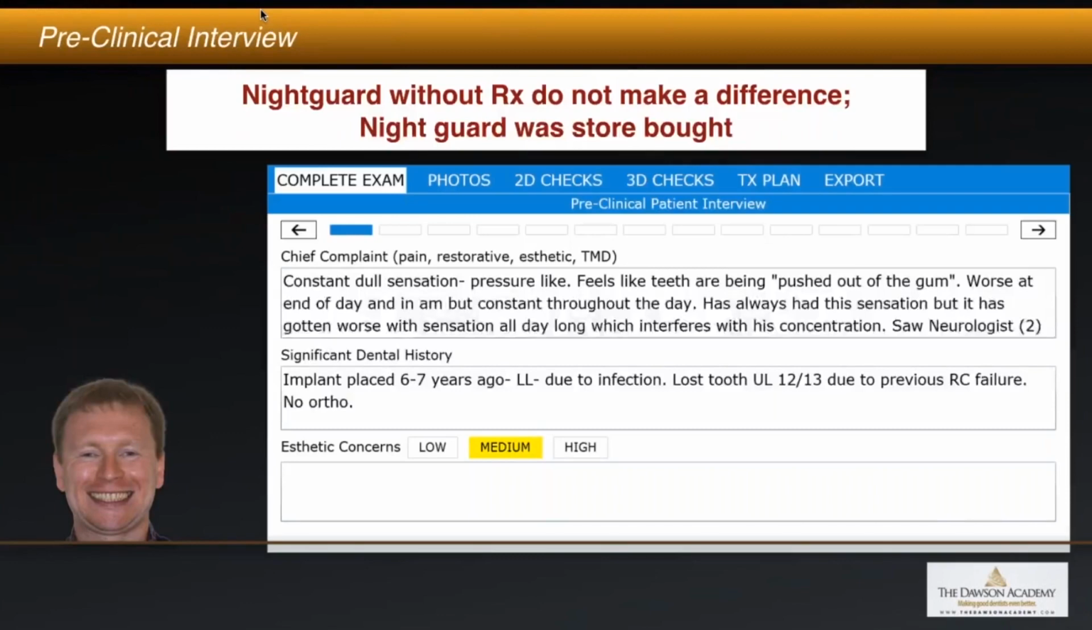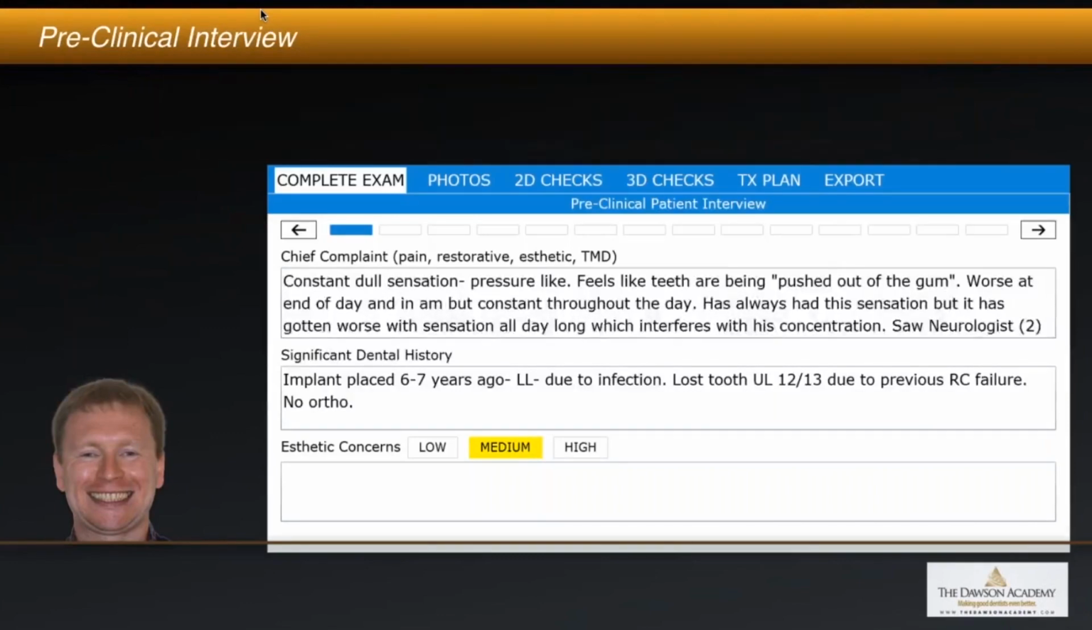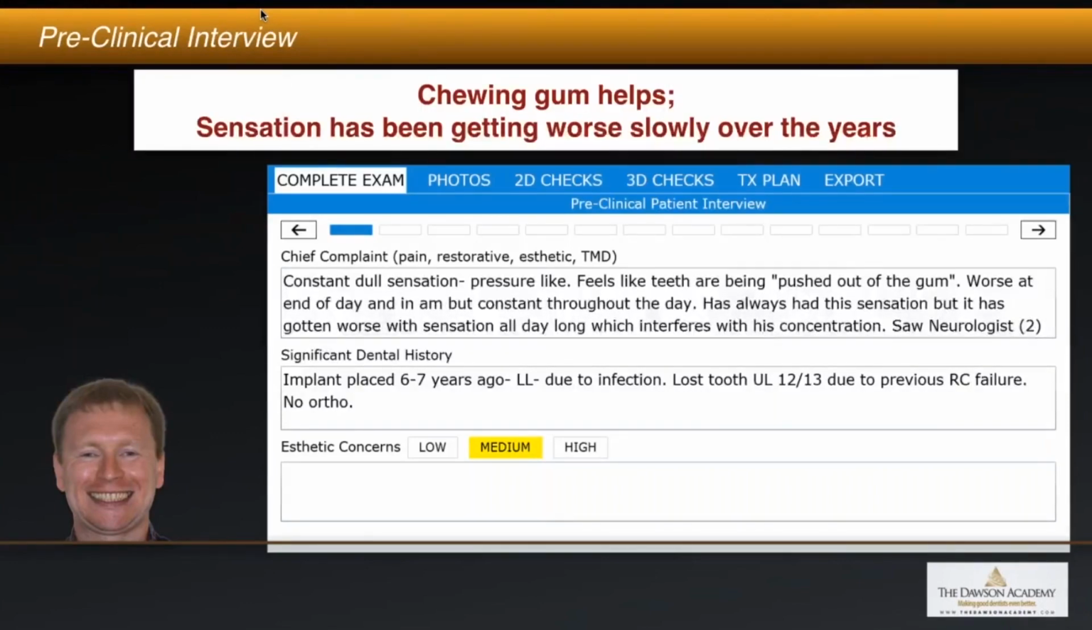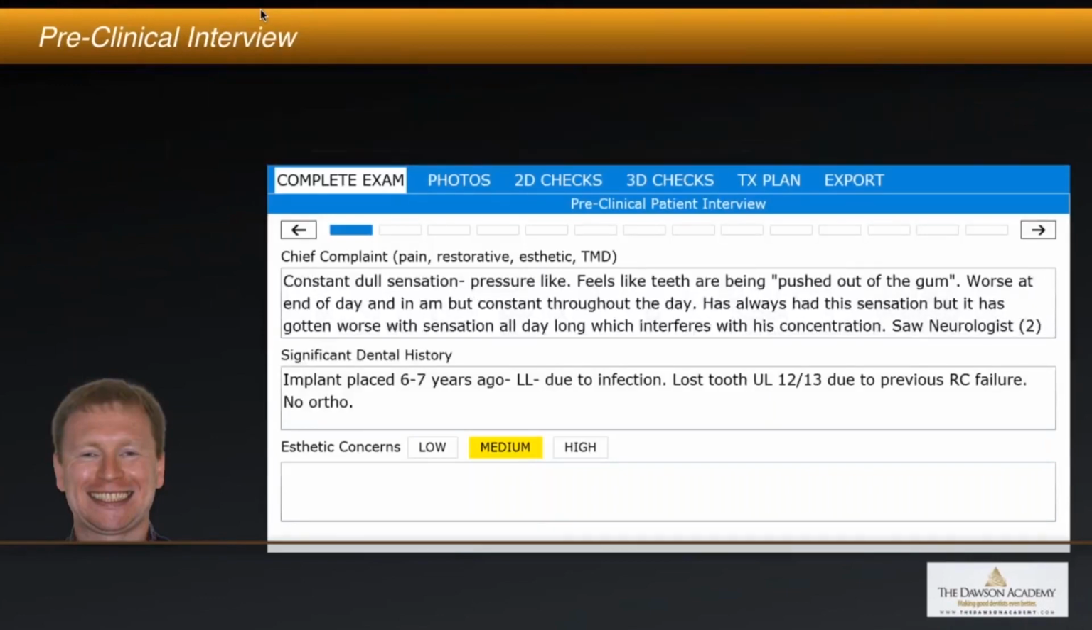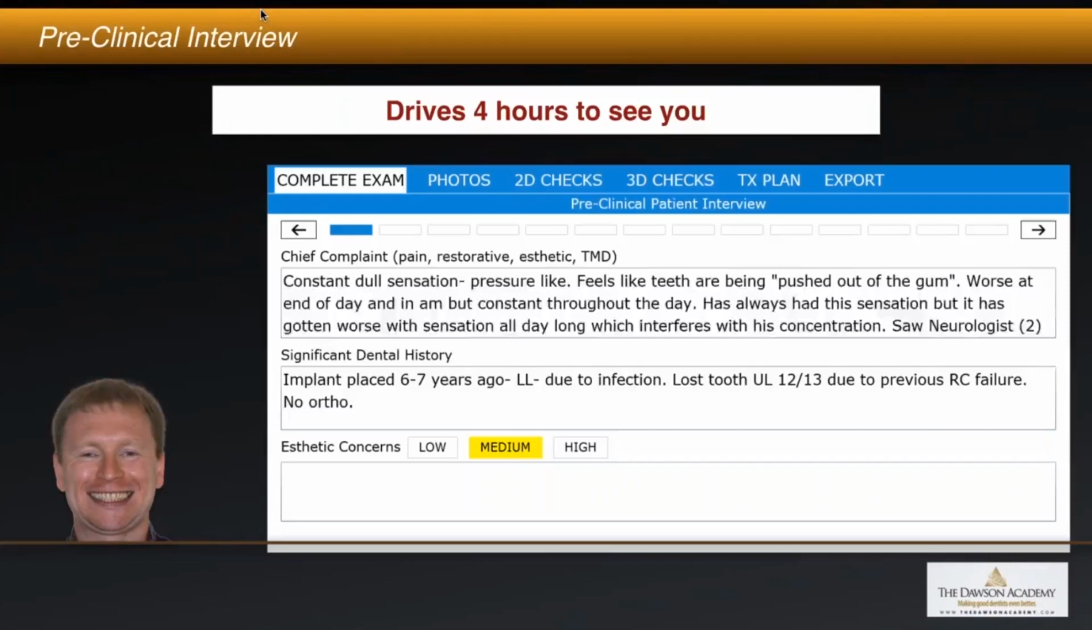And you'd hope that a medication like that gets him some relief, but he was kind of dependent on the medication. He also says that chewing gum helps, and the sensation is getting worse slowly over the years. And he's driven 4 hours to see you. So my question, I guess, is if this were your patient, what would you do? What would your next step be? Do you think we can help Daniel?